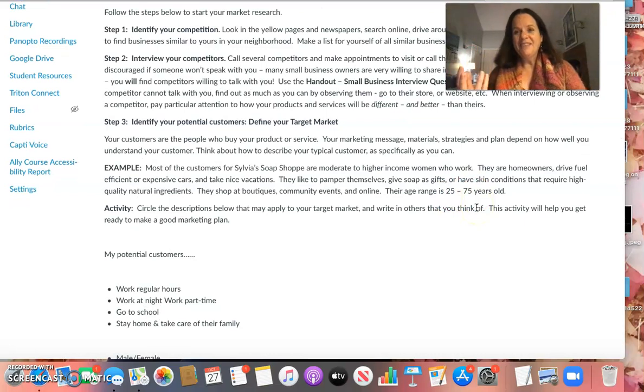That's very specific. This person has researched the potential customer and knows what their customer likes, what kind of lifestyle they have, how old they are. So now all the marketing material can be targeted towards that potential customer.